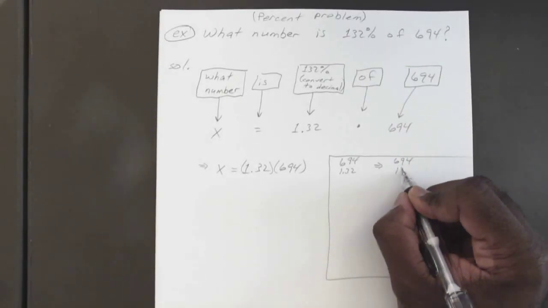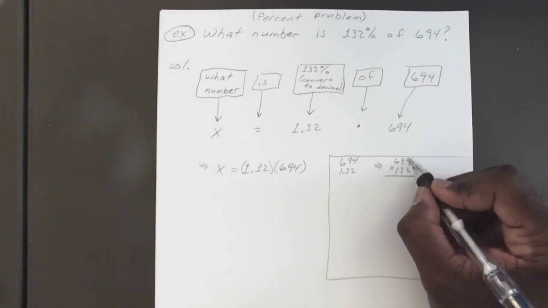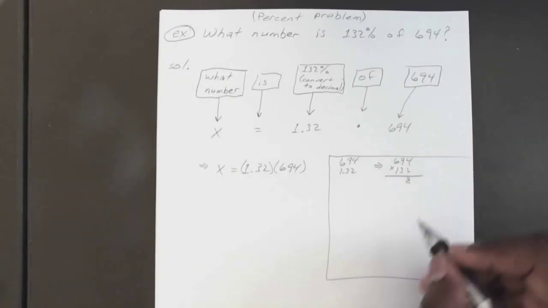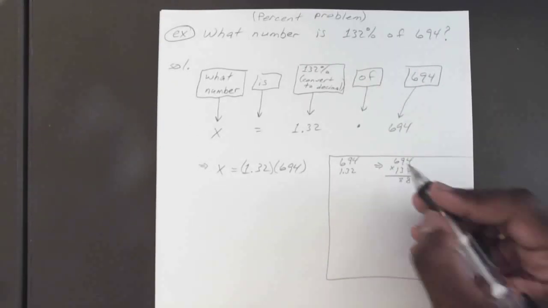times 132. Okay, so 2 times 4 is 8. 2 times 9 is 18. And 2 times 6 is 12, plus 1 is 13.